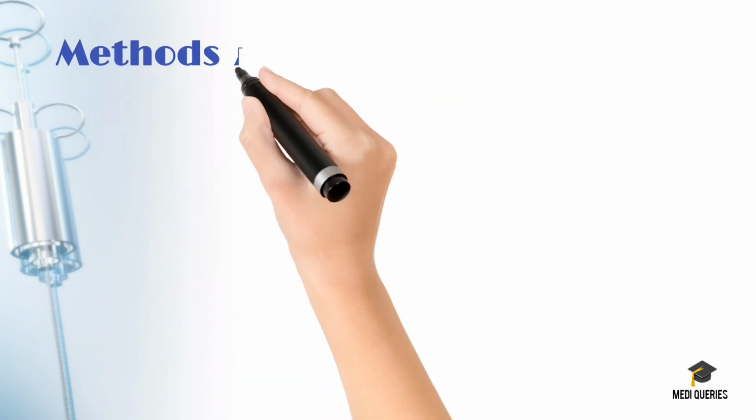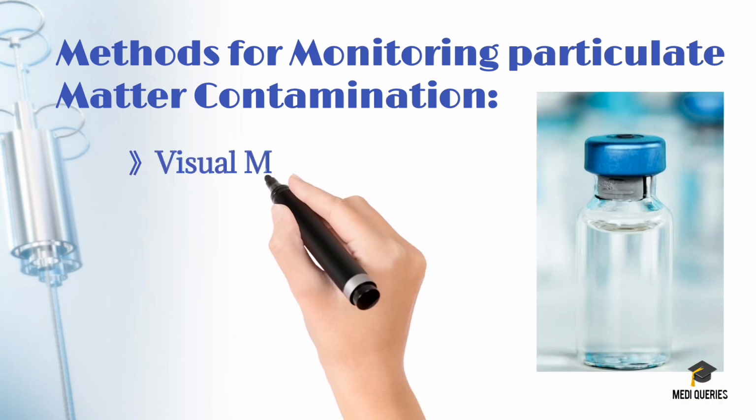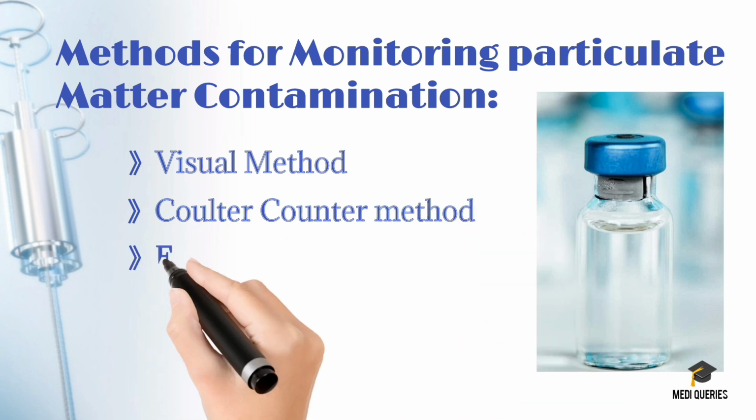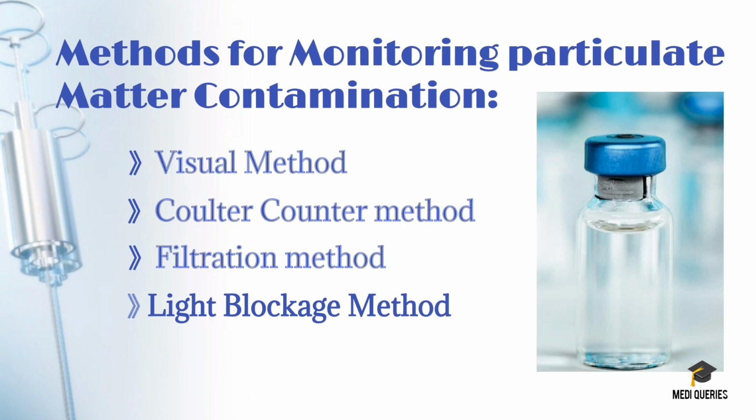What are the methods for monitoring particulate matter contamination? There are mainly four types of methods to monitor particulate matter contamination: the visual method, the counter method, the filtration method, and the light blockage method. The first method is the visual method. It is an old but reliable method. According to this method, the filled containers are examined against strongly illuminated screens by holding the neck and rotating it slowly or inverting it to exclude the possibility of foreign particles. If any particulate matter is visible, that container is rejected. So that is about the visual method.